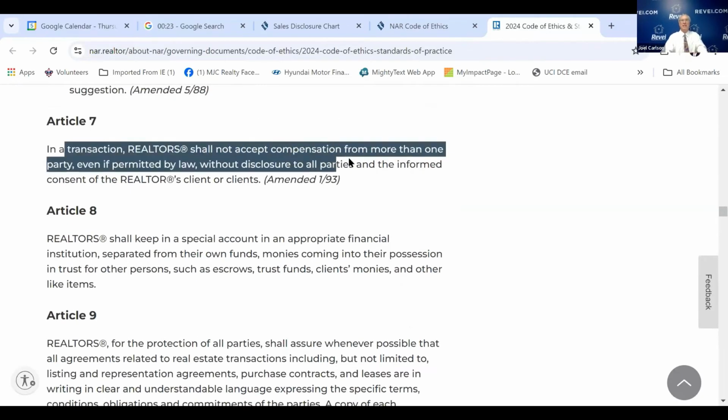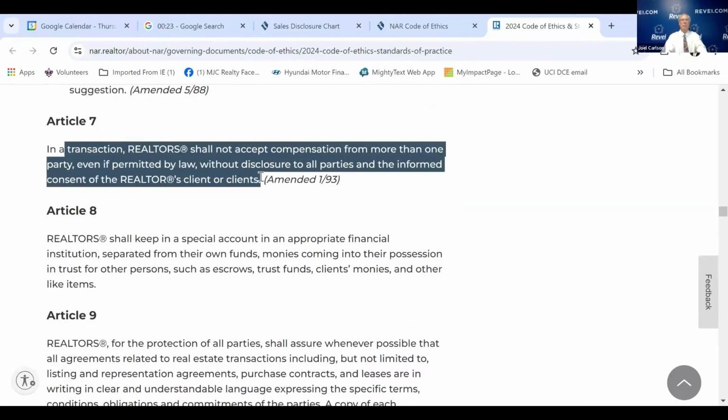Article 7 says in a transaction, you shall not accept compensation from more than one party, even if you're allowed to, without disclosing it to all parties. So this is our dual agency. We've had dual agency since 1848, Treaty of Guadalupe Hidalgo, and we've disclosed it since 1988. Most of the United States could not represent both buyer and seller.